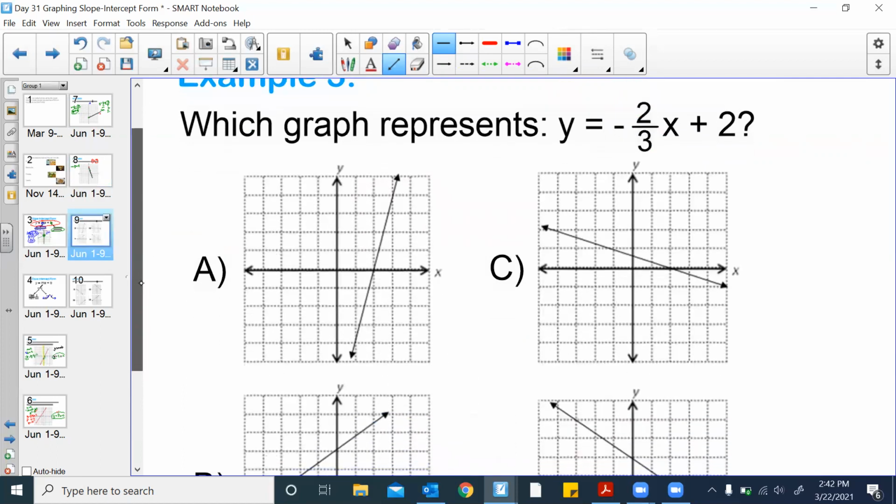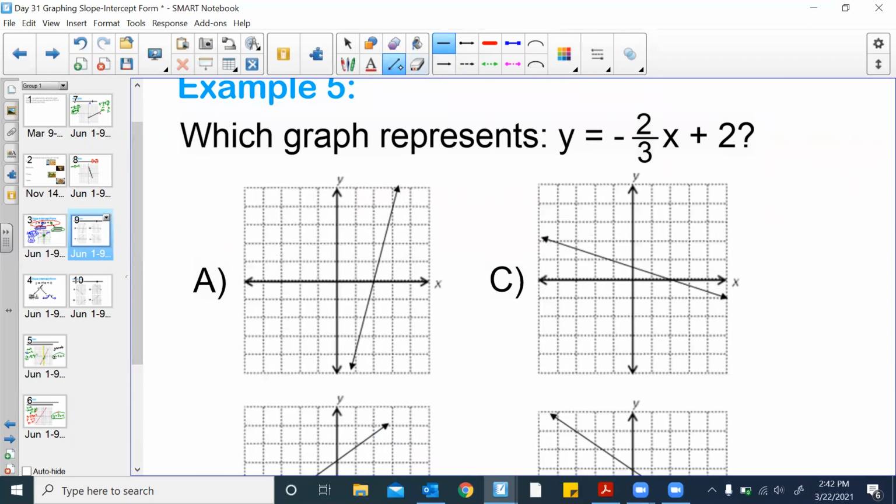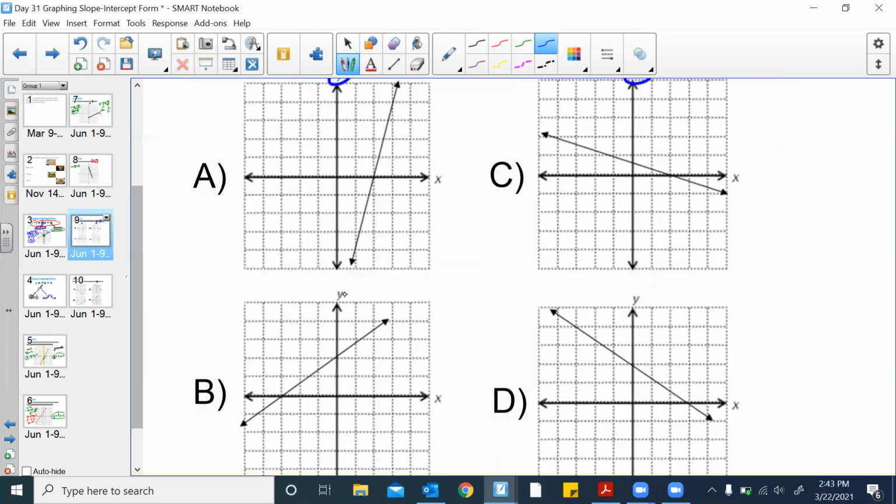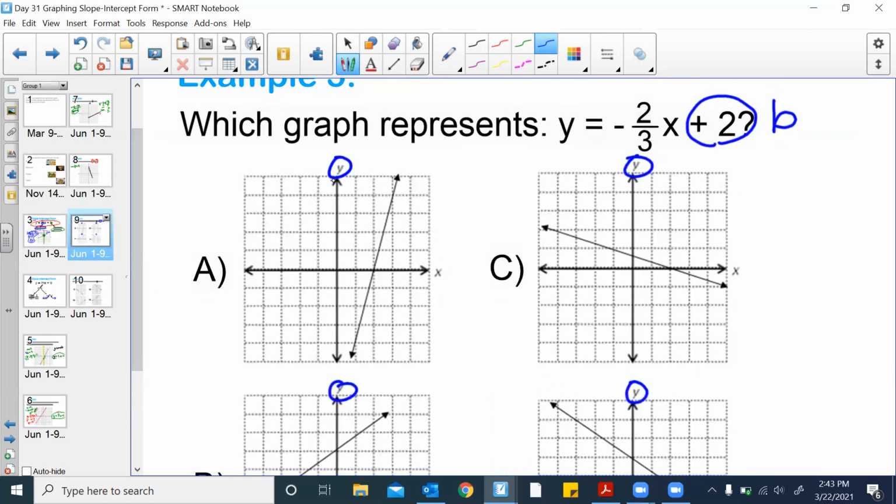All right, so multiple choice questions. Here's where we get our good test taking skills in. First, we're going to look at this, our +2. That's our b. Where does it cross our y-axis? So we're going to look at all of our answer choices, and we want to see if any of these graphs cross the y at +2. So I come down y. Does my graph cross at +2 right here?